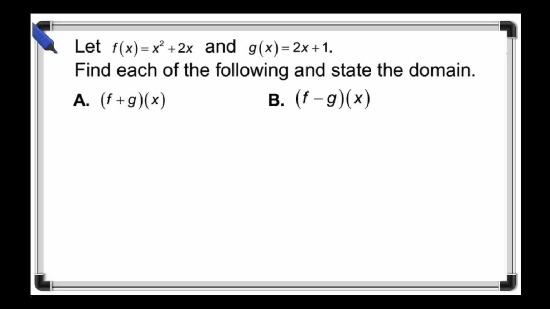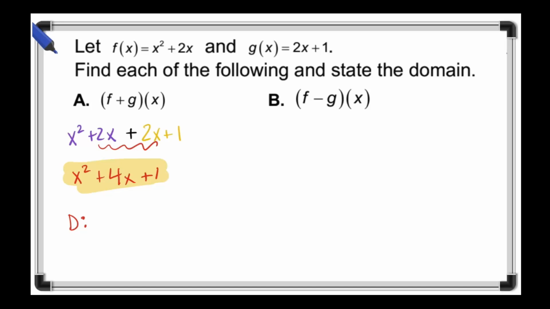So the first one being, let's just add our two functions together. So we have x squared plus 2x, and then we're going to add our g of x, which is 2x plus 1. Now all we've got to do is combine like terms. So we have x squared plus 4x plus 1. Here you have your final answer, all simplified. Now to find our domain, this is a quadratic function, and quadratic functions have a domain of all real numbers, or negative infinity to positive infinity.